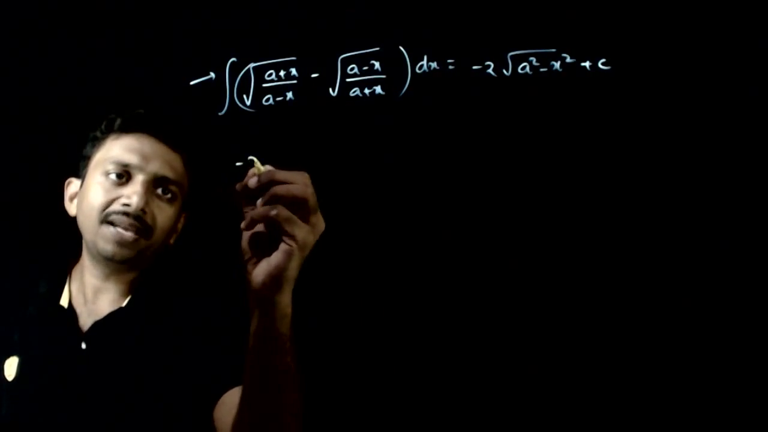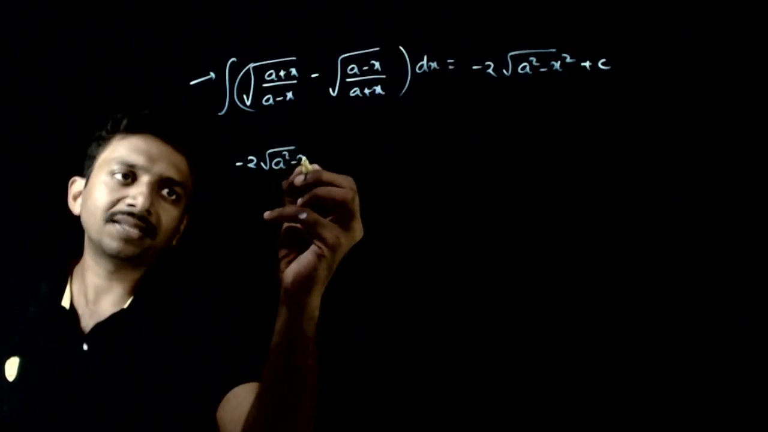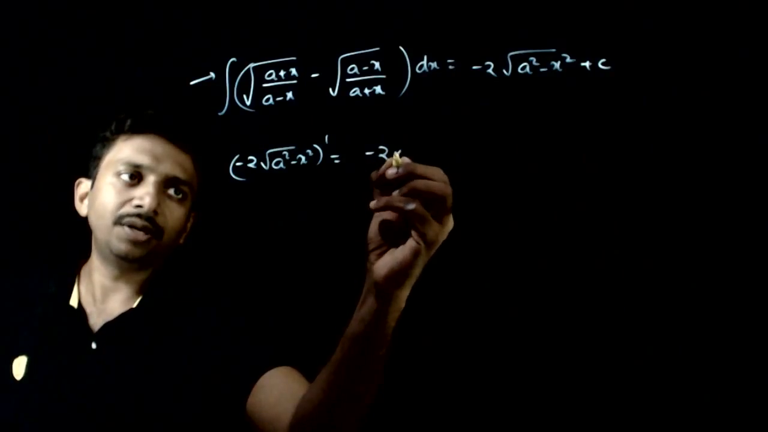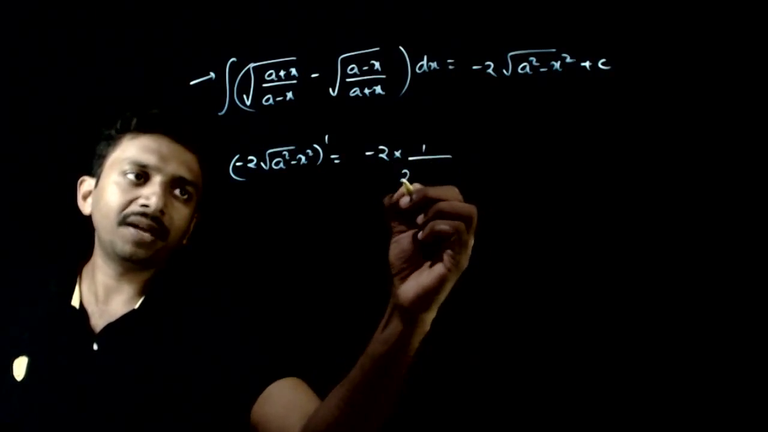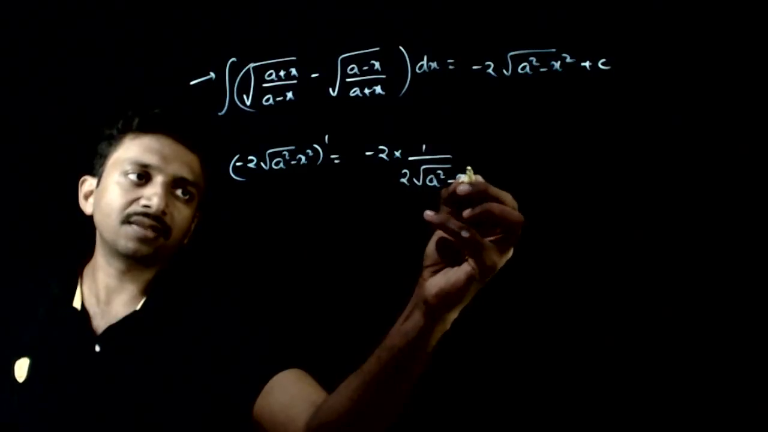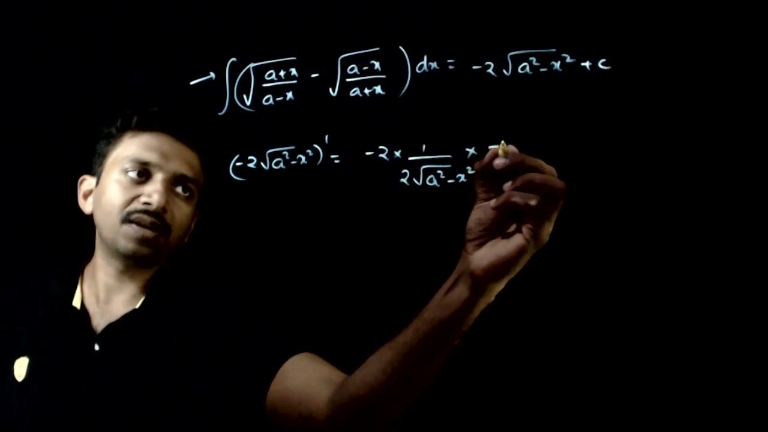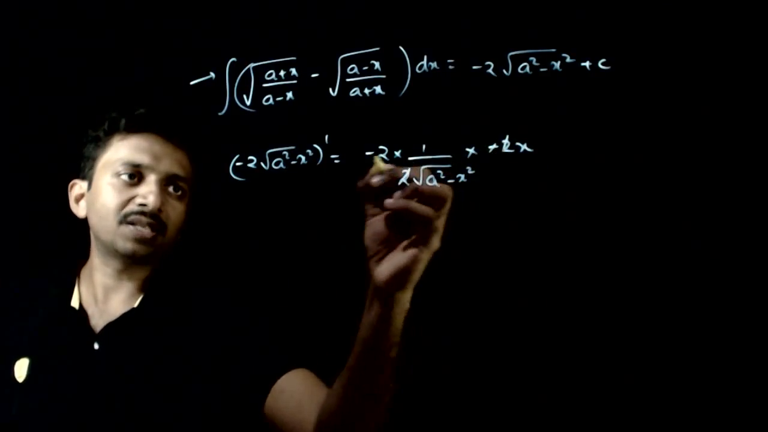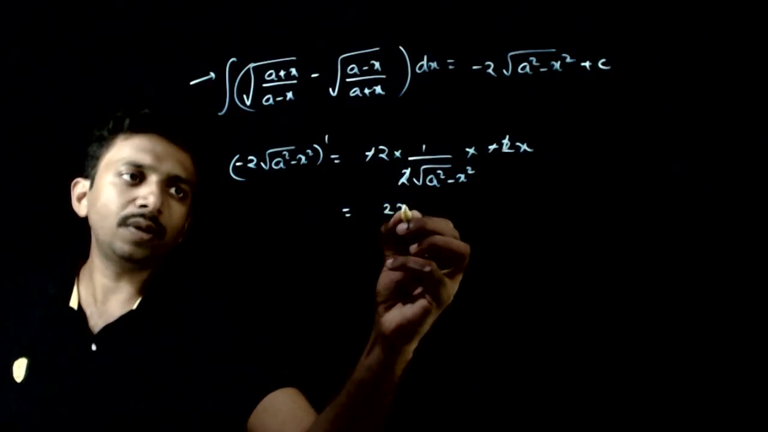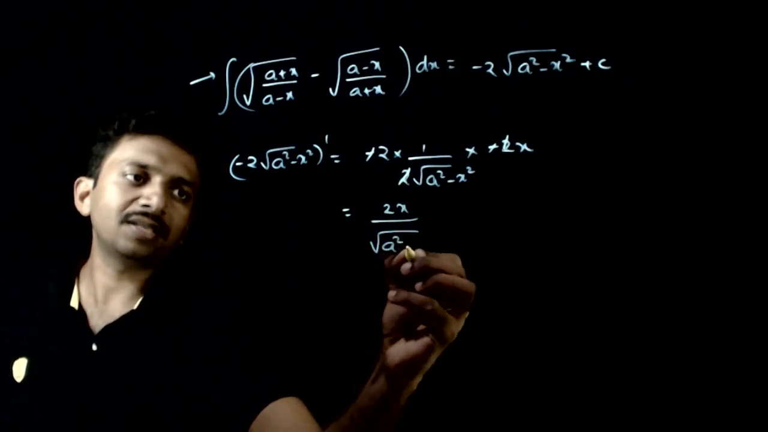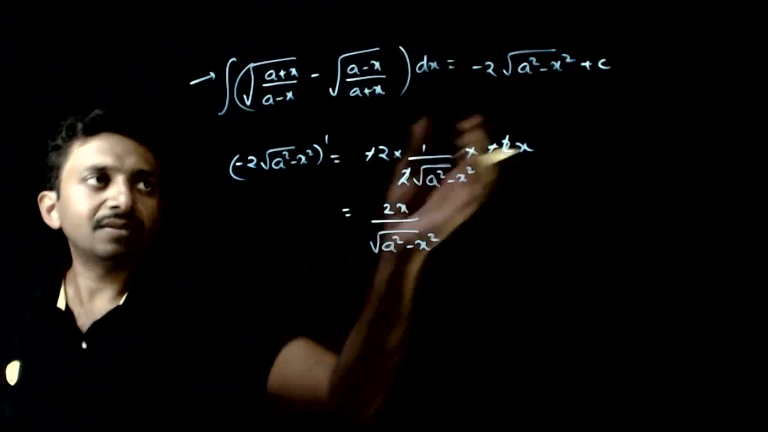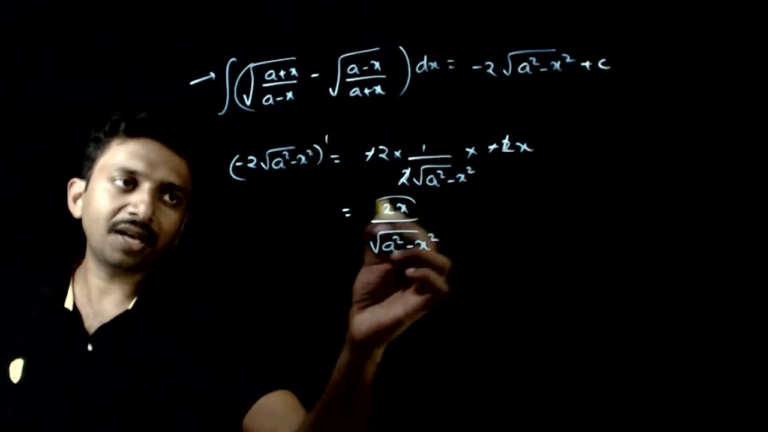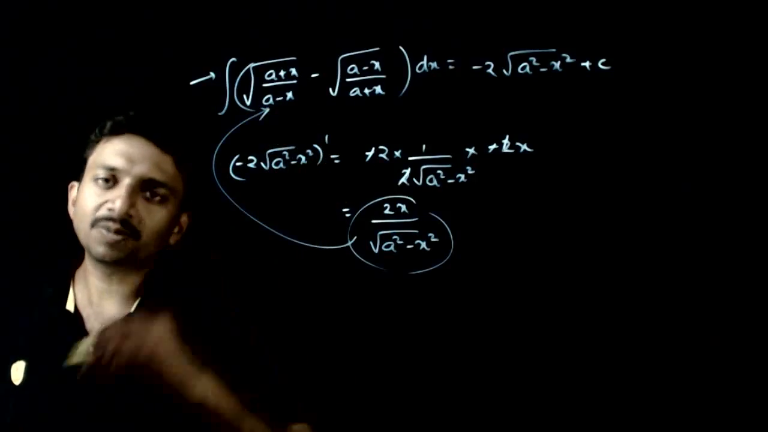So what will be the differentiation of minus 2 root a square minus x square? So minus 2 into root of something, 1 by 2 root a square minus x square into the derivative of a square minus x square, which is minus 2x. So 2 and 2 get cancelled, minus and minus get cancelled. That is equal to 2x by root of a square minus x square. So the differentiation of this function is this. Now you check whether this is exactly the same as this expression.